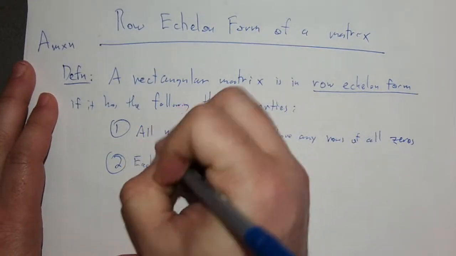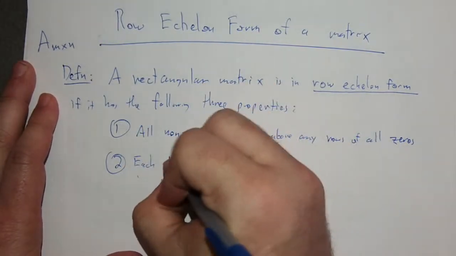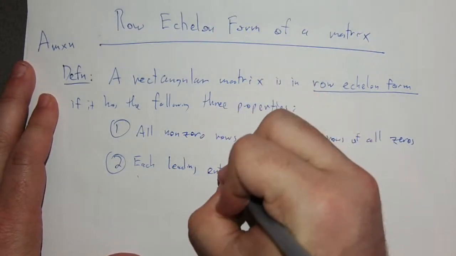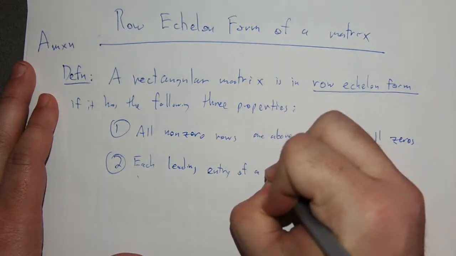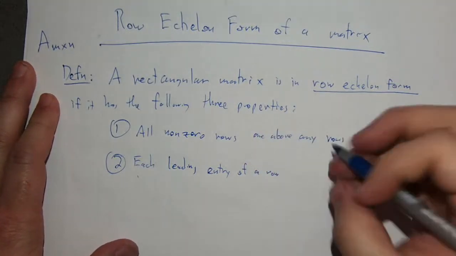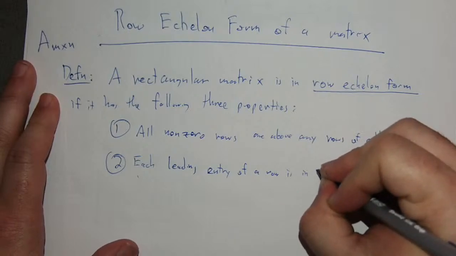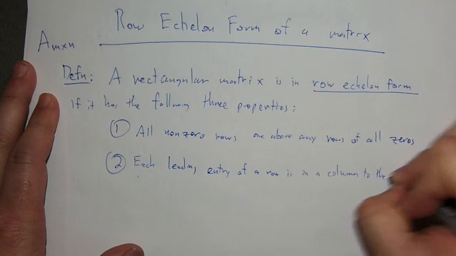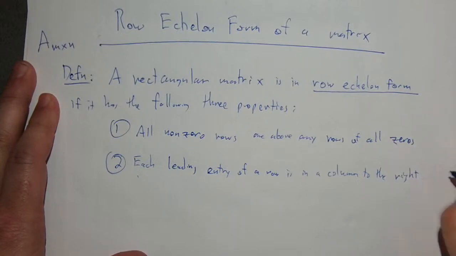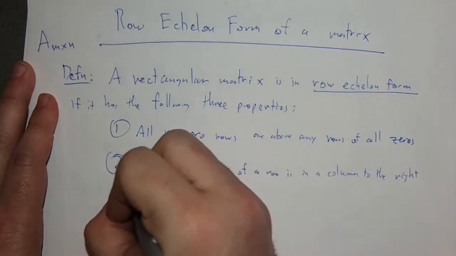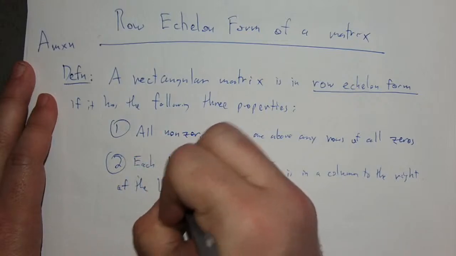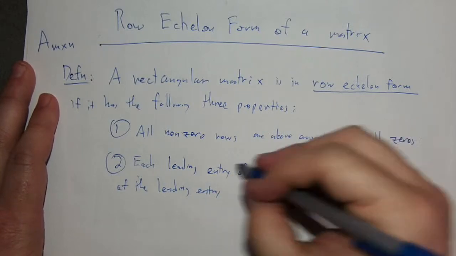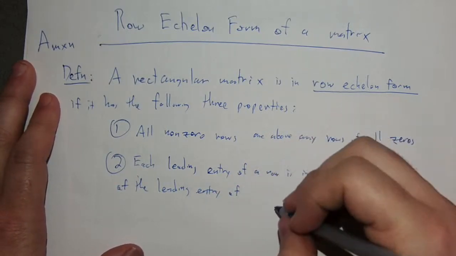Next thing is each leading entry of a row is in a column to the right of the leading entry of the row above it.